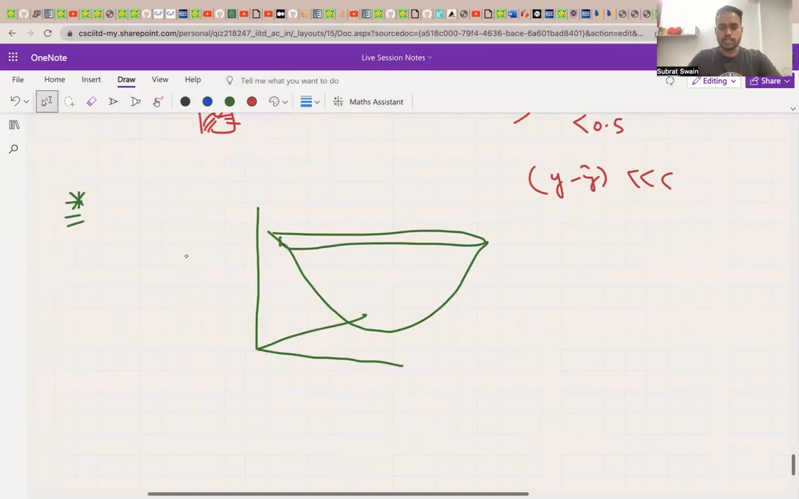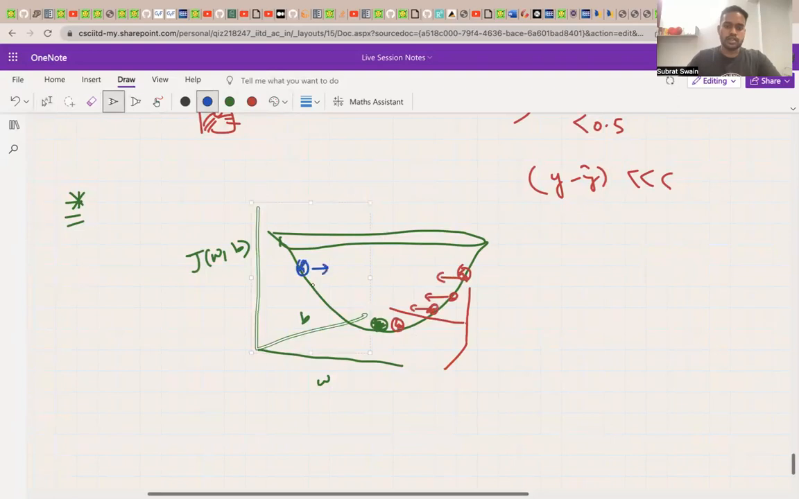This is J(w,b), this is b, and this is w. So you are finding the correct set of b and w which minimizes this. You can start at a random point where w will be something and b will be something. Just move in this direction and you come here. And if you start from this direction, you'll go this direction, and you'll finally come here.